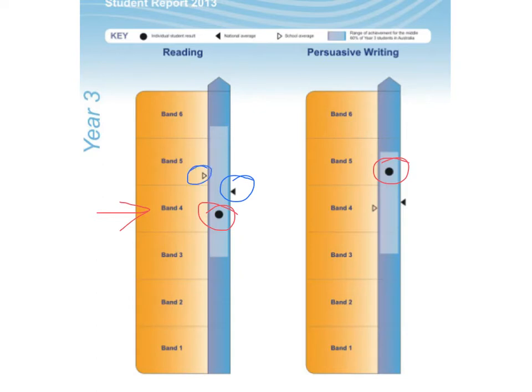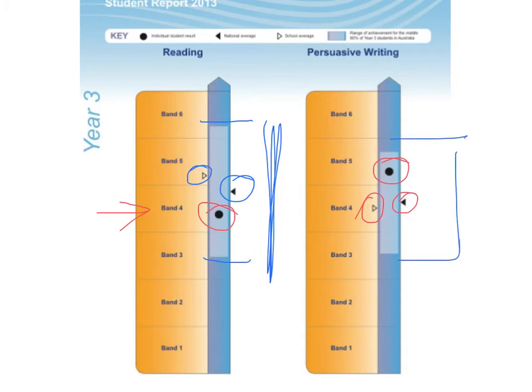So this student, whilst performing within the 60% of Year 3 students' range, this is the range here, where the middle 60% of children in grade 3 nationally are reading, is in that range, but a little bit below national average and a bit below the school average. However, when we compare that to their persuasive writing, they're performing much better at that. The school average is down here, the national average is here, and the range extends from here to here. So the student is performing at the upper end of the average range.